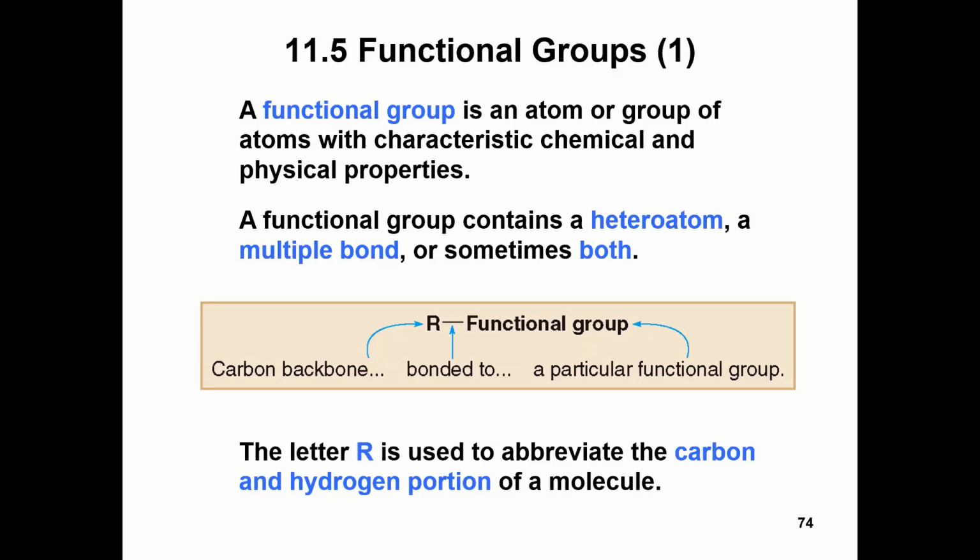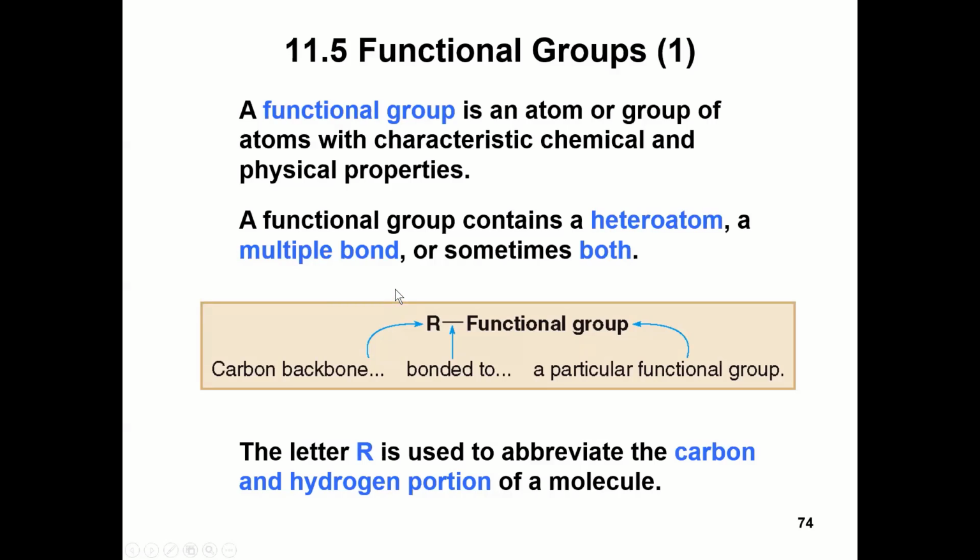So we're going to go over the common types of functional groups in organic compounds. But first, remember a functional group contains a heteroatom, usually a group of heteroatoms with other types of atoms. It could also be a carbon-carbon double bond, or a triple bond, or multiple carbon-carbon bonds, or it sometimes contains both multiple bonds and heteroatoms.